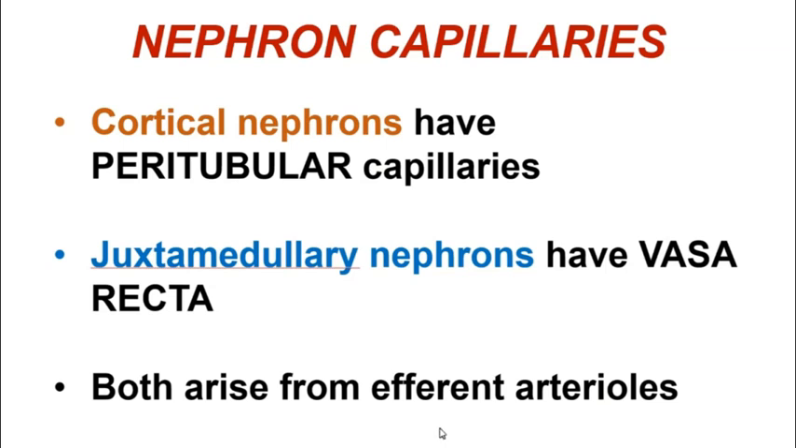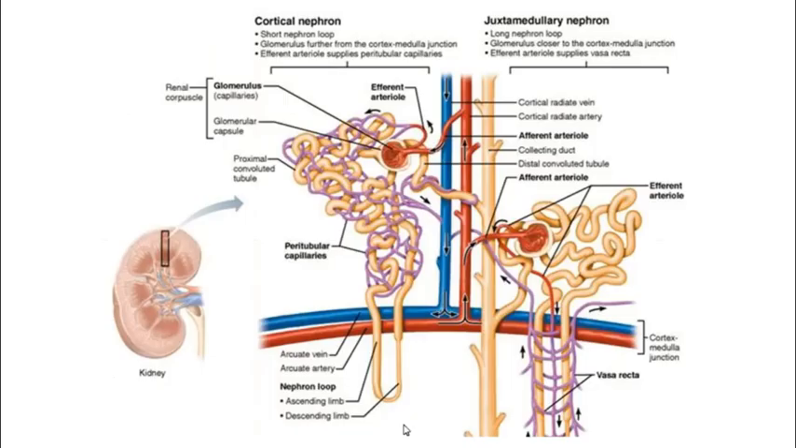Both of them arise from the same structure. They actually come from those efferent arterioles. If we go back and take a look at this diagram here, just to give you an orientation, this would be the arcuate artery right here. So this is at the junction between the renal cortex and the pyramids in the renal medulla. Blood flow is indicated by the arrows here. So blood would be flowing up from the arcuate arteries into the cortical radiate artery here. These cortical radiate arteries fan up and into the renal cortex here.